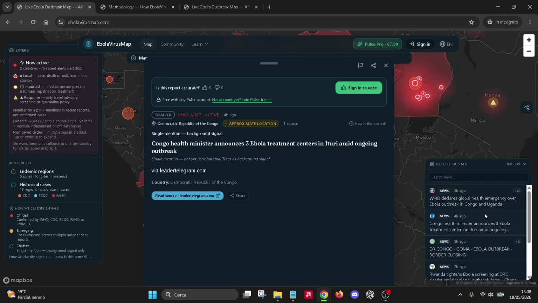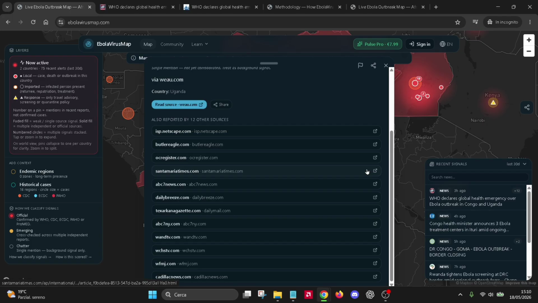And that is what makes dashboards like this so powerful. They transform scattered data into actionable insight. They help us understand not only where events are unfolding, but how information about those events is collected, verified, and interpreted. And in a world where timely information can shape critical decisions, that capability is extraordinarily valuable.